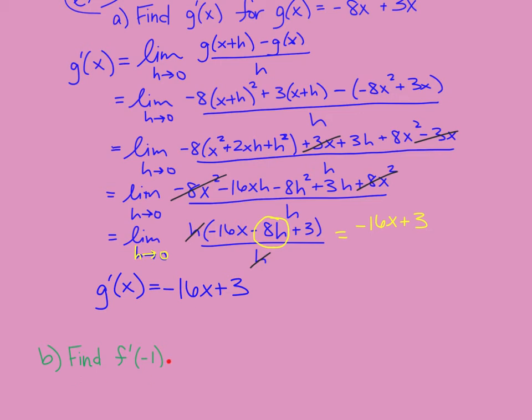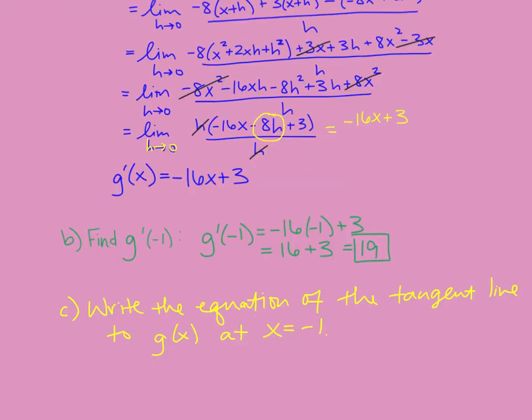We want to actually find what is the derivative when x is negative 1. And I accidentally wrote f. Look at that. I meant g because that's what our function's called. Okay, g prime of negative 1 is, we just want to plug negative 1 into our function, g prime, and that'll give us negative 16 times negative 1 plus 3, so that gives us 16 plus 3, which gives us 19.